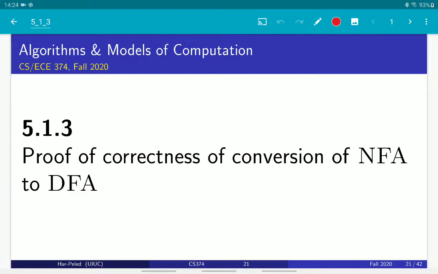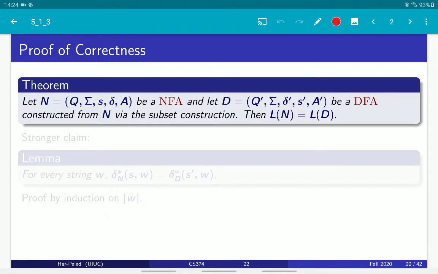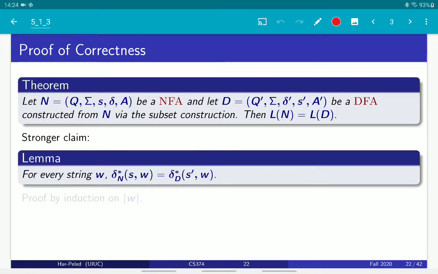Okay, next step is to prove the correctness of this conversion algorithm from NFA to DFA. And the proof is unfortunately not very enjoyable, but that's how it is. So we're given an NFA N, and we saw an algorithm to convert it into a DFA D. And the claim is that the languages are equal.